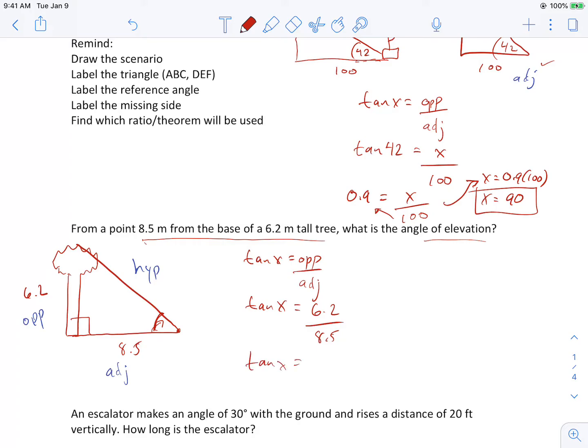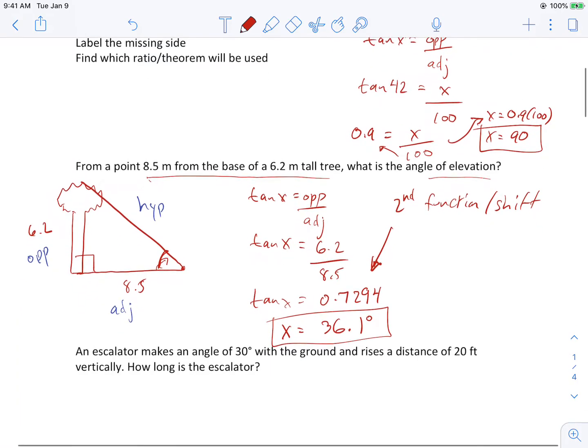Tan x equals 6.2 divided by 8.5, so you're going to need to get your calculator out and do that. And we get 0.7294. Now here, we are solving for an angle, which means you need to use second function, or shift. Remember, if you're ever solving for an angle, you've got to make sure that happens. So then you take that number, use second function, so we'll shift tan -1 of 0.7294, and I got an x of 36.1 degrees. So just using that tan -1.